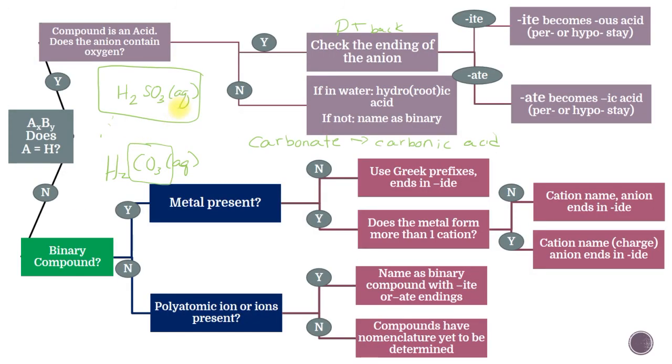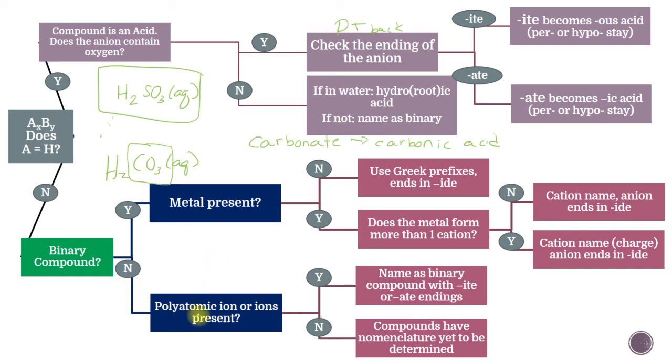Now this one is a little tricky because it looks very similar, but it doesn't have AQ after it. So hydro is still there only if it's in water. This says if it's not in water, we're going to name it like a binary thing. So that's this green box in the bottom left. So you have a binary compound, HCN. Is there a metal present?